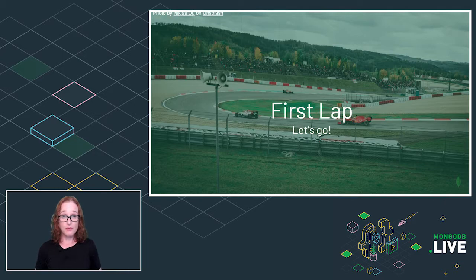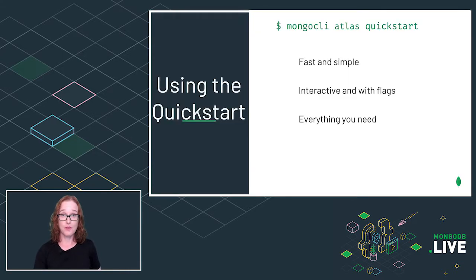Okay, we have everything configured. Let's do this thing. So the MongoCLI Quickstart ensures we have everything we really need to jump right off the starting line. Every option has a default, so you can just keep hitting Enter and get all you need in the end. However, options can also be modified in interactive mode for quick customizations.